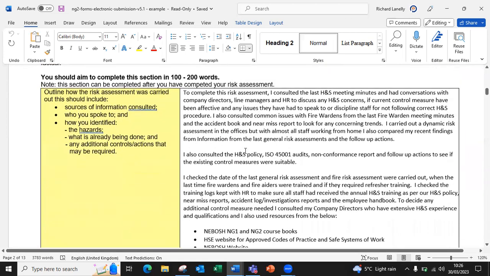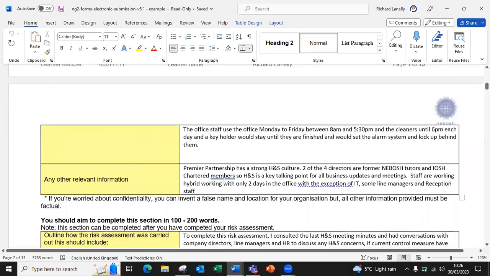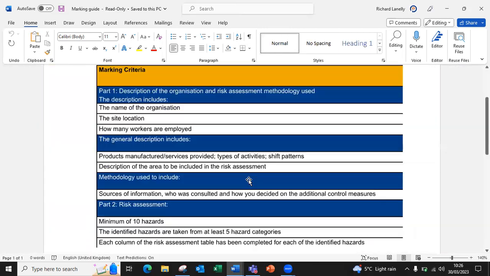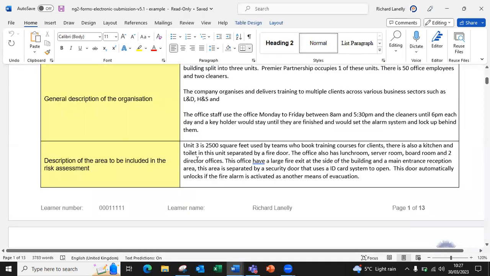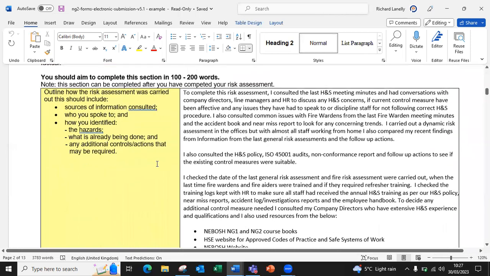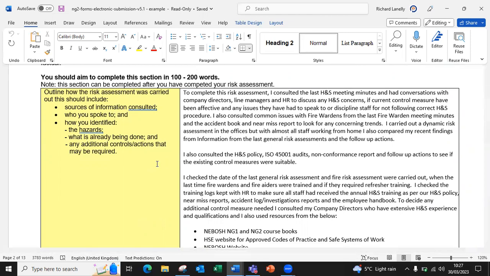Okay. So that's pretty much it. So part 1 is relatively easy. You just need to make sure you hit all of these key pieces of information here. All right. So the last part of part 1 is we're going to look at what information we looked at. So the reason for this is anyone could just walk around an area and say, yeah, that's pretty safe.